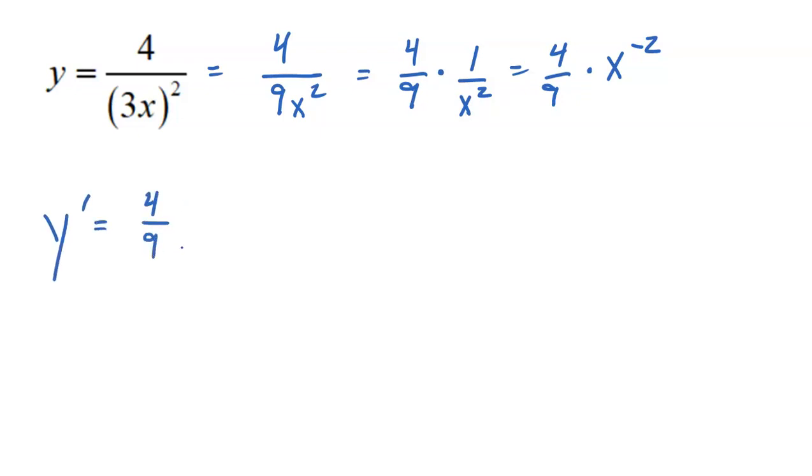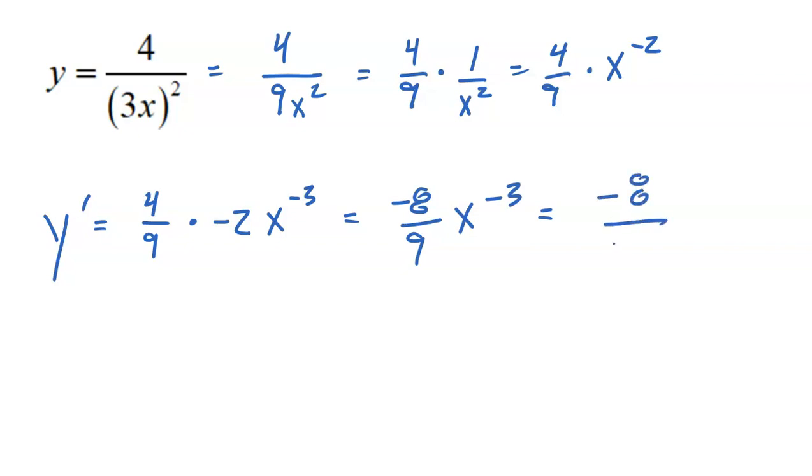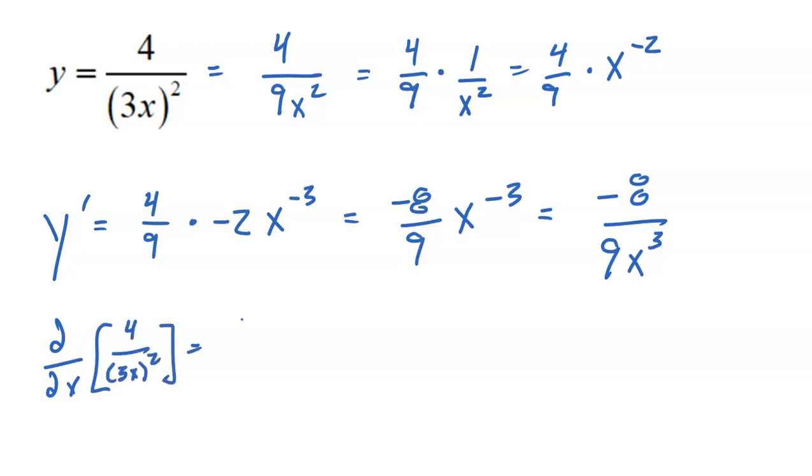So 4/9 is the constant multiple that just sits there, multiplied by the negative 2 that falls down in front using the power rule, x to the negative 3. Negative 2 minus 1 is my new power of negative 3. So I get negative 8/9 when the 4/9 and the negative 2 multiply, times x to the negative 3. Don't like negative exponents, so guess what? The x is going to go to the denominator with a positive 3 to join the 9. So the derivative with respect to x of my original function equals negative 8 over 9x cubed. There is my derivative.